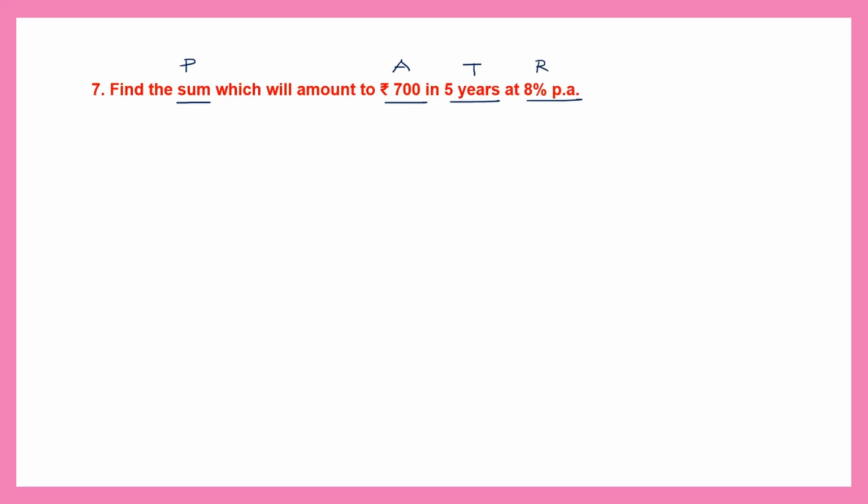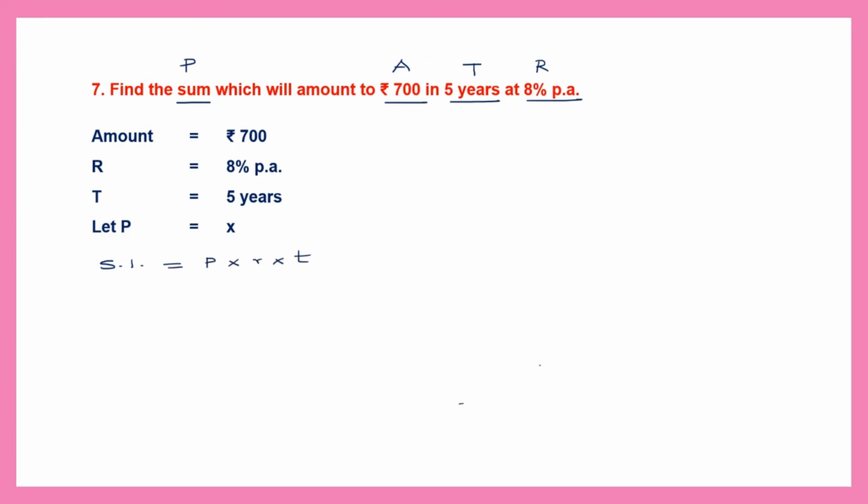So let's write down what we are given. Amount is given to us. Rate of interest per annum is given to us. The time is given to us. Now let P be X. We're going to find the value of P. Now we need to do this very slowly and carefully. We are going to use the formula for simple interest to find principal. The formula for simple interest is P into R into T by 100.